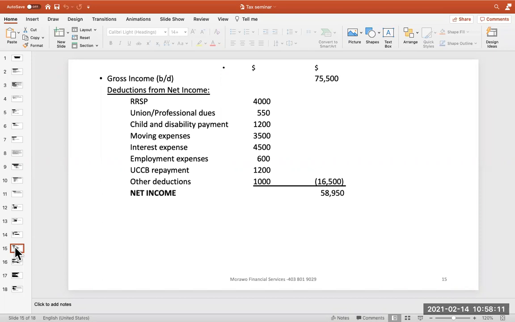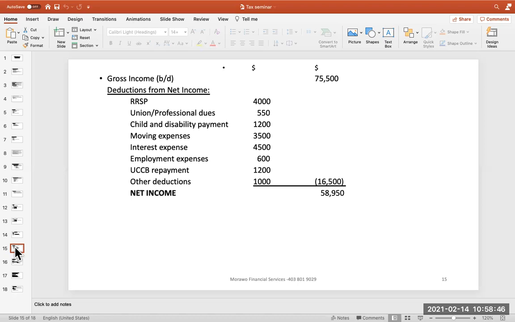The number one is RSP. You put money into your RSP, government says, thank you for doing that. We allow you to take it out from your income. You have professional dues, they say, oh, thank you for being a member of a professional body. Whatever you pay to them, we give it back to you. Then you have child and disability payment. You're taking care of a disabled child. Thank you for doing that. We give you. These are not the actual amounts. These are just examples. It might be more, it might be less, depends on your situation.